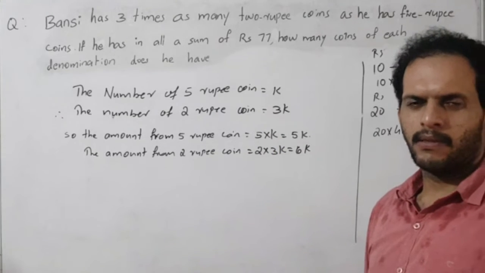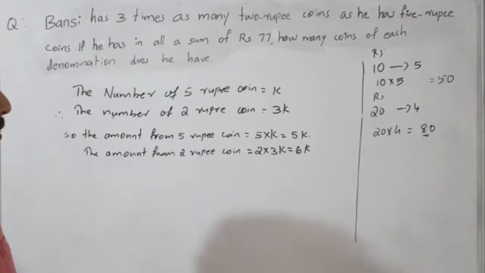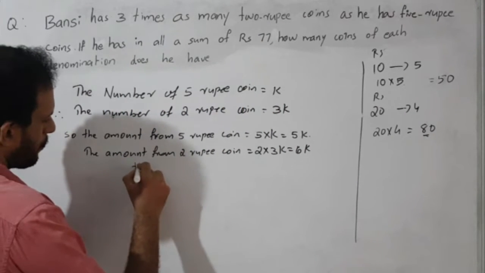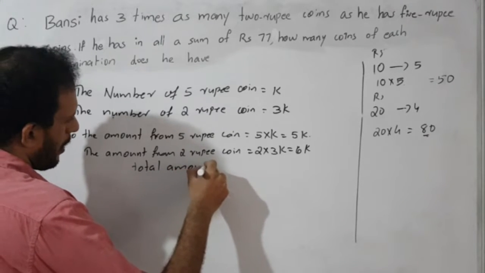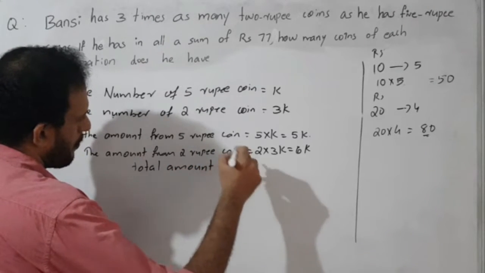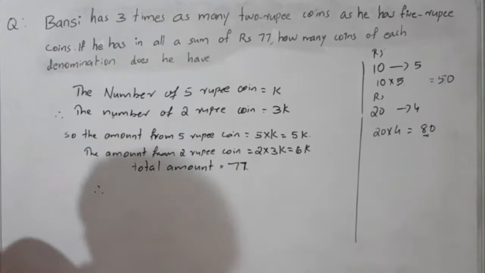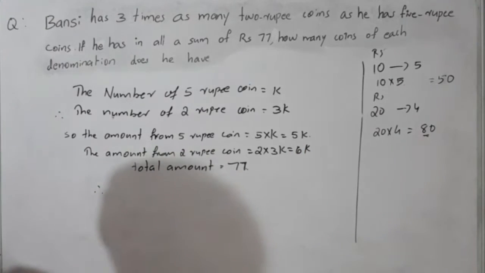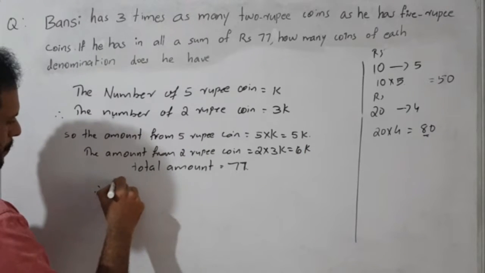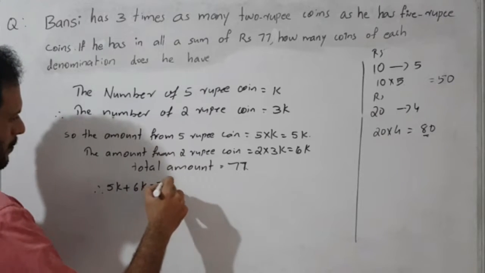So the total amount means the amount from the 5 rupee coin plus the amount from 2 rupee coins. Then what is the total amount? The total amount is 77. Correct? Total amount is equal to 77. Correct? Therefore, how do we get that 77? The 77 means 5K plus 6K. 5K plus 6K is equal to 77.